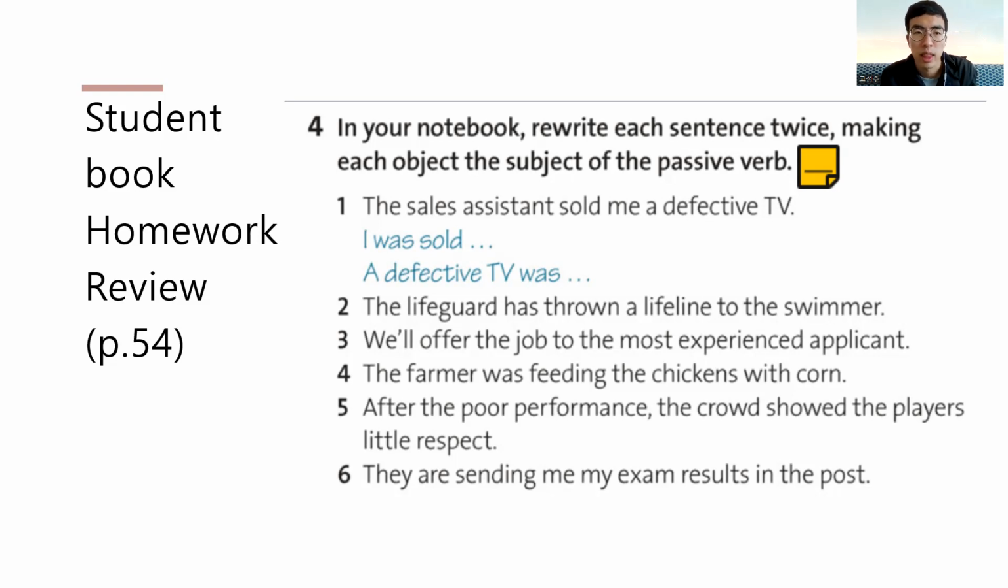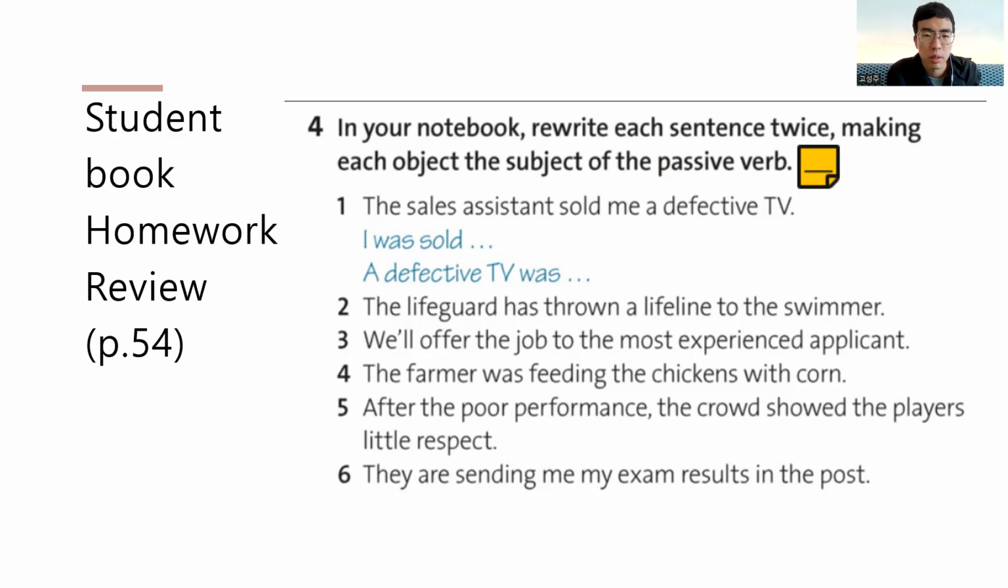But in a less common way, we use the direct object, which is TV, as the subject of the passive voice. So it becomes "A defective TV was sold to me." When you use the direct object, again, you have to add a preposition, to or for, right? So, "A defective TV was sold to me by the sales assistant." Okay, so this was the example.